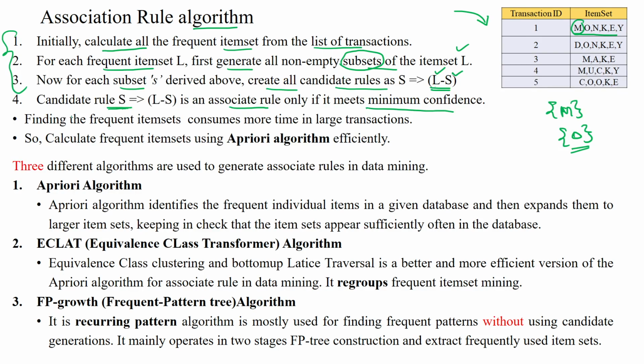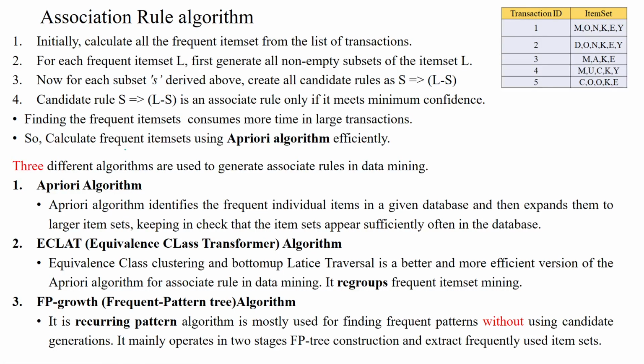association rule creation. How do we find the frequent item sets from large transactions? Finding frequent item sets in large transactions consumes more time, so we have different algorithms to find the frequent item sets. One of the familiar algorithms is the Apriori algorithm, which finds the frequent item sets efficiently. Three different algorithms are there to generate association rules in data mining.